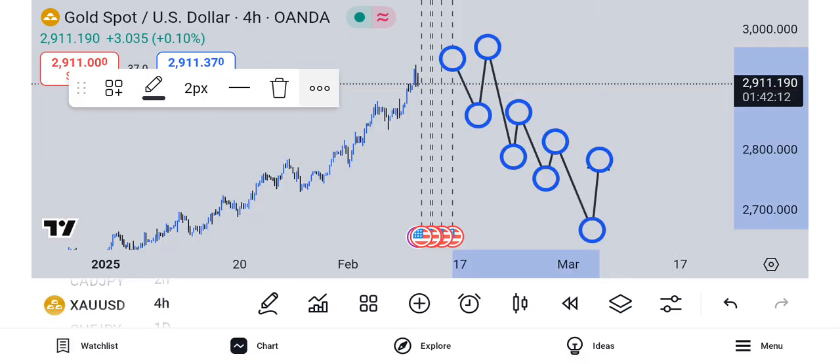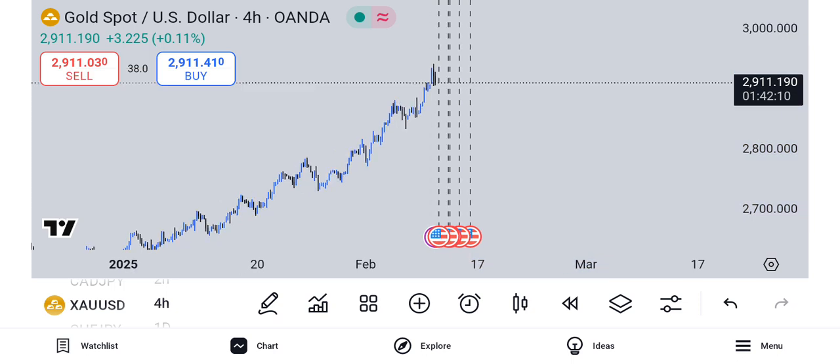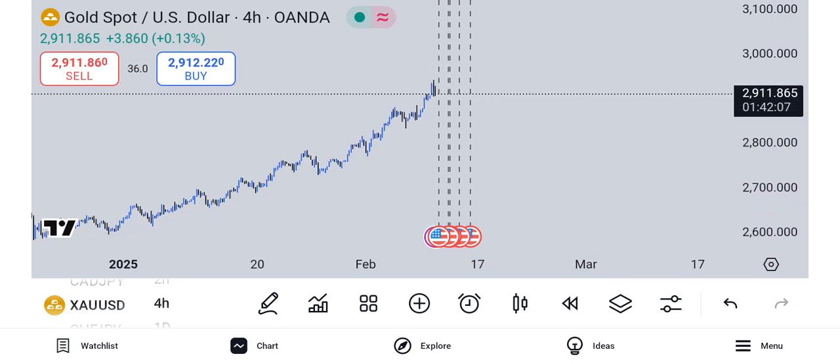So after going to the 4-hour time frame, what do you need to look for? You need to look for the trend. Where is the market going? Where is the market direction? Once you identify that, you need to find a trade setup.